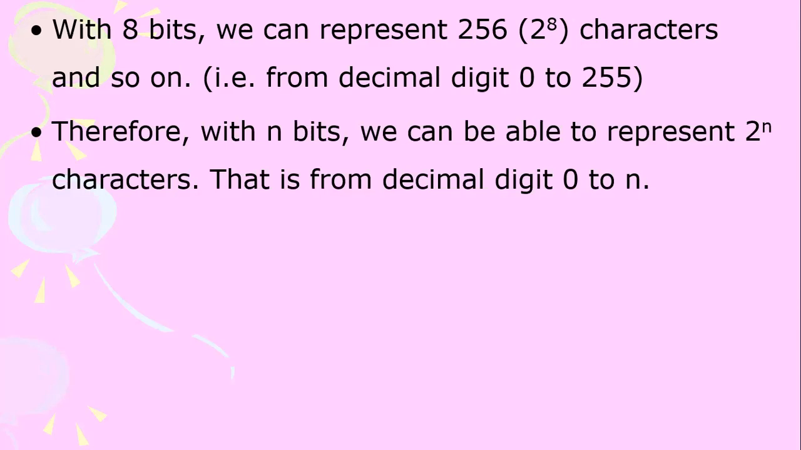Therefore, with n bits, we can represent 2 raised to power n characters. 2 for the 2 states, on and off, while n is the number of bits. So you just need to replace n in your computation to know the number of characters that can be formed using a certain number of binary digits.